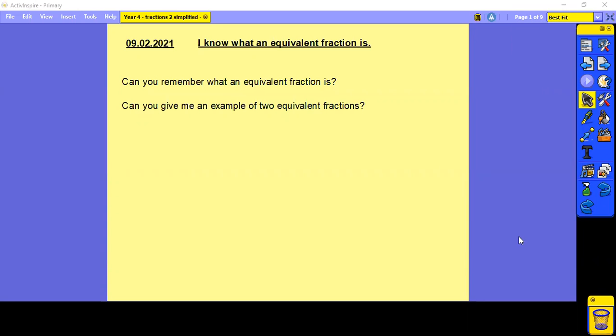So let's start by writing the short date and underlining, and then writing the learning objective: I know what an equivalent fraction is, and underlining. Can you remember what an equivalent fraction is? And can you give me an example of two equivalent fractions? Pause now whilst you have a try.